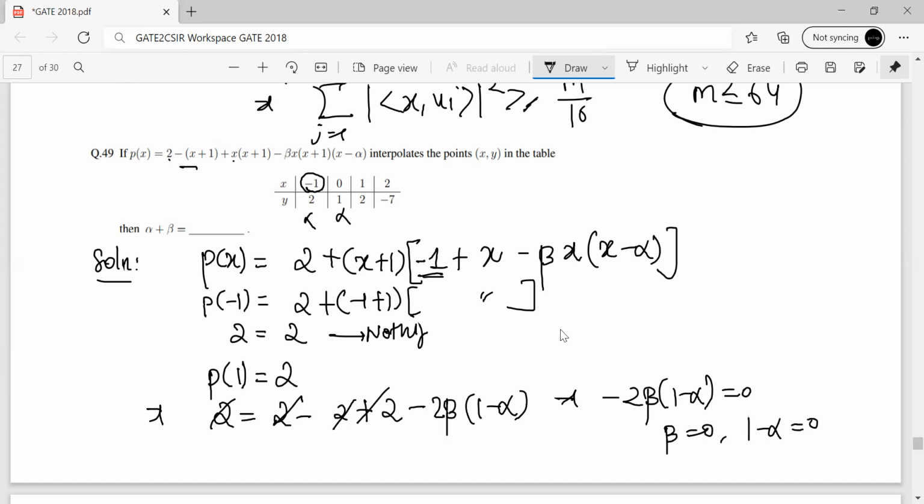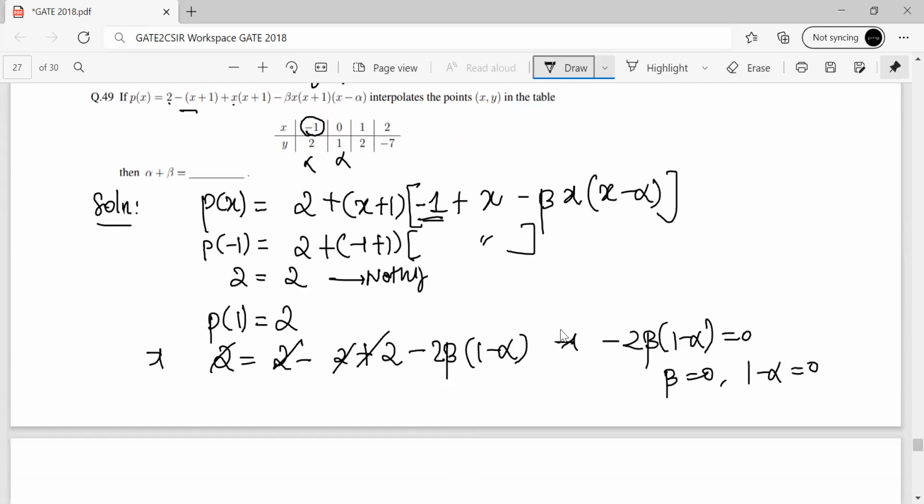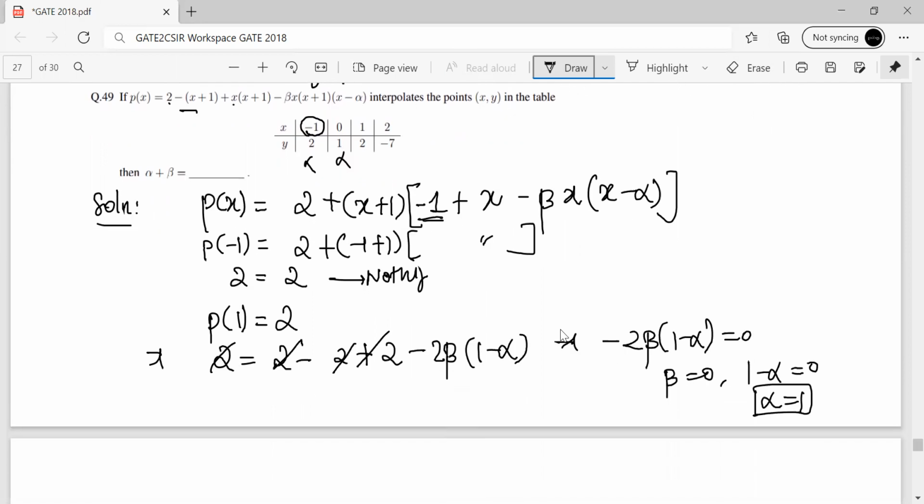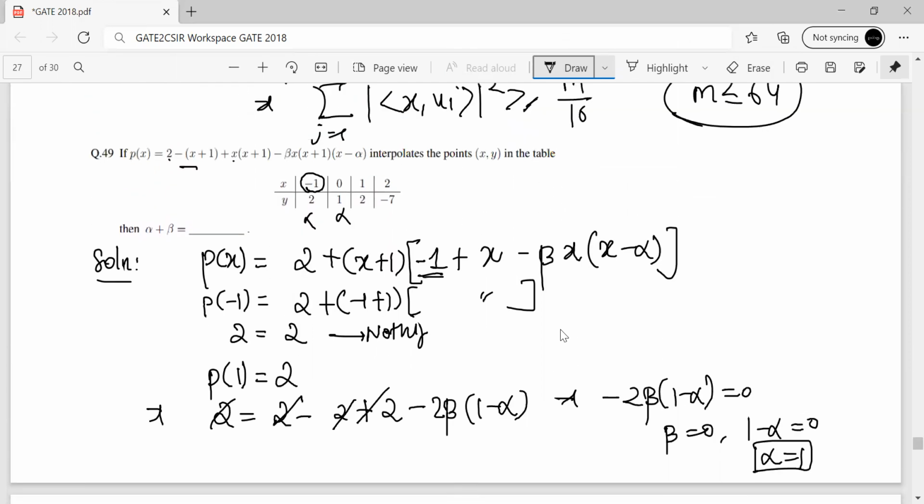But if beta becomes 0, then what? From here I'll say that alpha is 1. What happens if beta equals 0? If I put beta to be 0, then these equations will not hold. You can put it here. Suppose beta is 0, then the entire quantity will be 0. So you get p of x equal to 2 minus x plus 1 plus x into x plus 1.